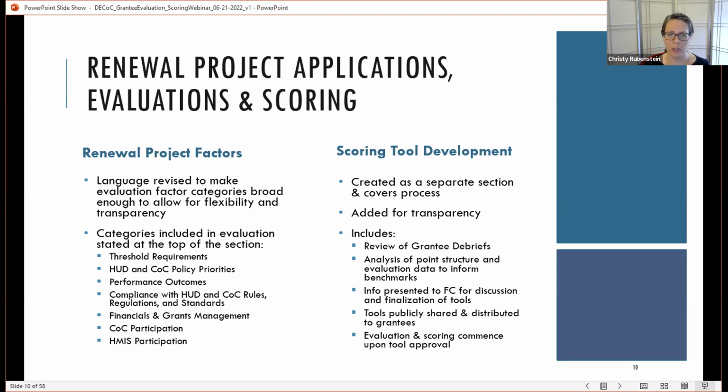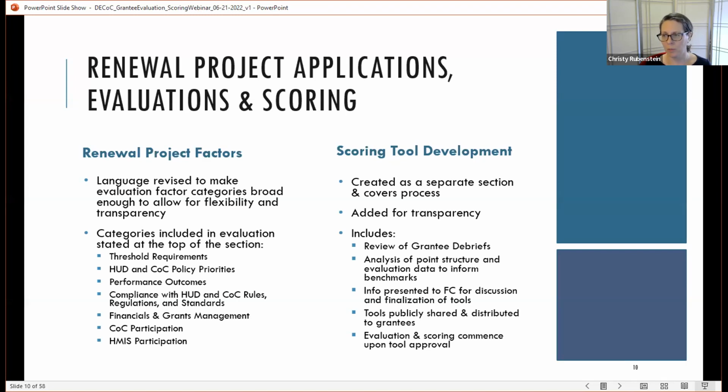So there is a section on the project renewal project factors, the evaluation categories that we're going to look at. We got away from being overly specific about the criteria, and really focused more on making sure that we're looking at these general categories. We wanted to give some flexibility to the funding committee and the board to add criteria as it makes sense when it comes to the renewal project evaluation process.